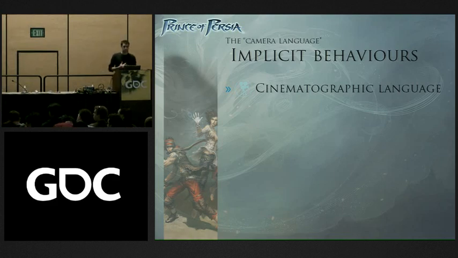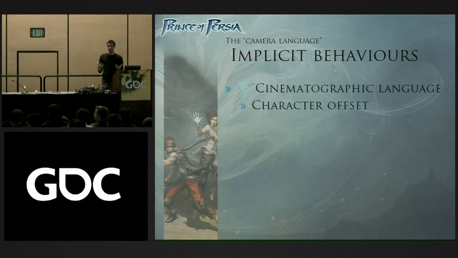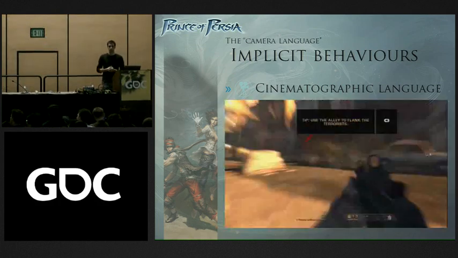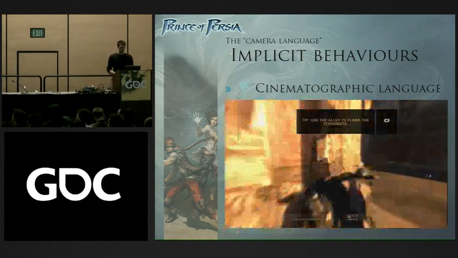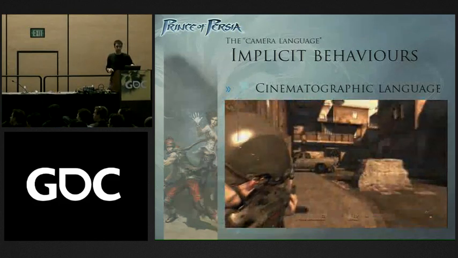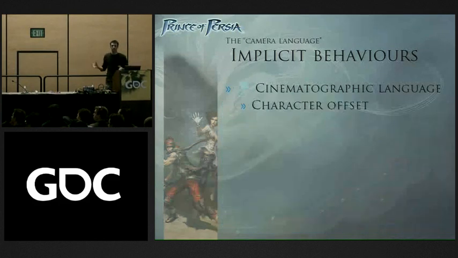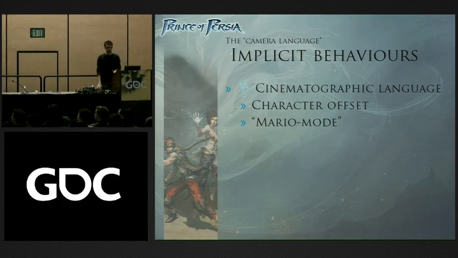Other than that, we have also some implicit behaviors. So in cinema, it would be the cinematographic language. When you have a dialogue between two people in cinema, you have one camera shot behind the first character and then behind the other, and the spectator understands that there's a dialogue between those two. So we have some rules like that in video games. For example, the character offset. In that game, you can see the character is put on the left of the screen, right here, so that we have more space on the right, and the player understands that there's something happening on the right of the screen. So this is something also you'll find in many games.